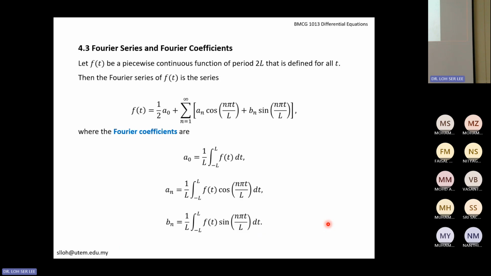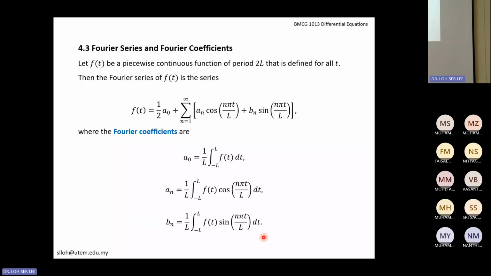So this is the formula for the Fourier series. To get this Fourier series, we need a0, an, and bn. You have to find these 3 terms separately.